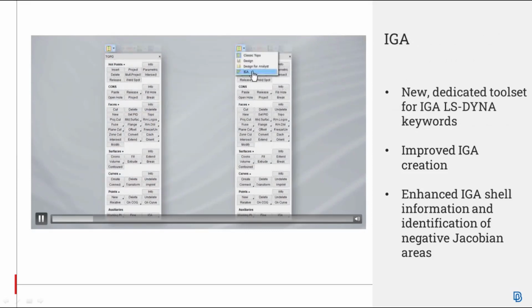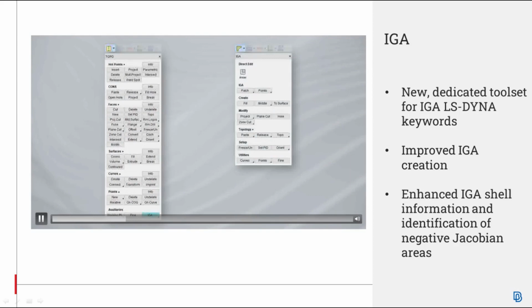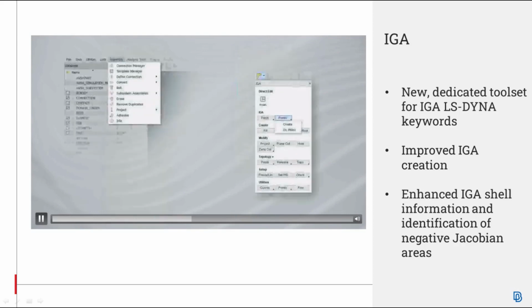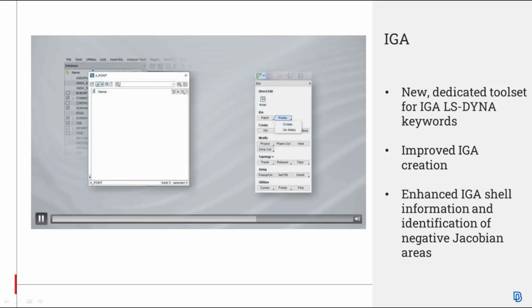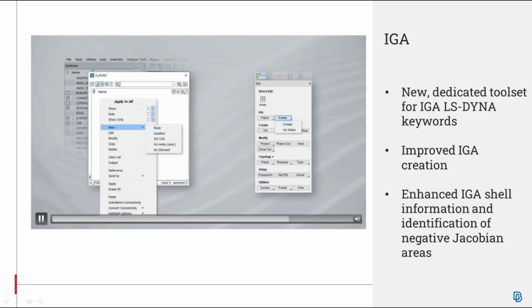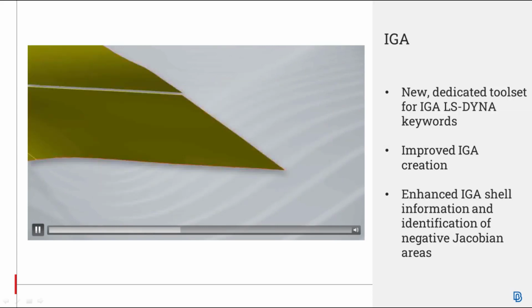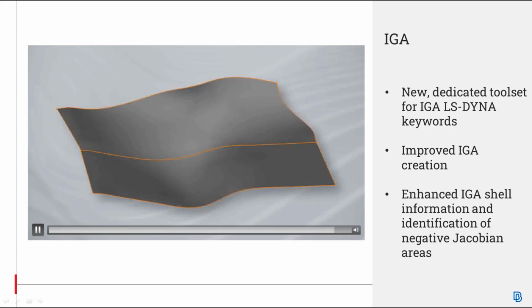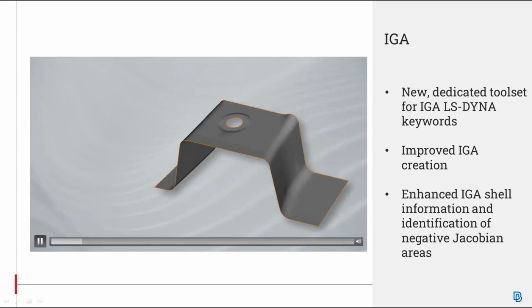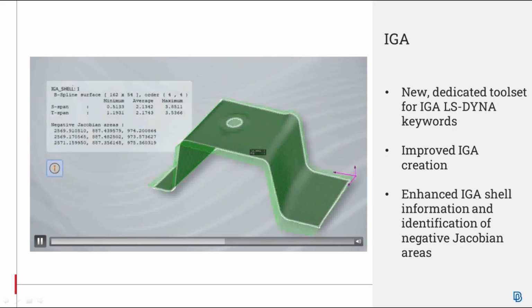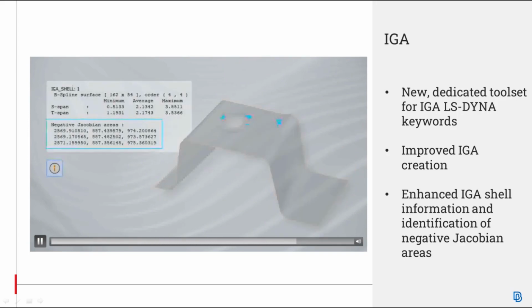Regarding the isogeometric analysis, a new dedicated toolset, the IGA, is now available for the manipulation of the IGA-related functionality. New IGA LS-DYNA keywords are supported. The algorithm for IGA creation is improved in terms of interface accuracy between adjacent patches. And last but not least, the displayed IGA shell information is now enhanced and also identifies negative Jacobian areas.